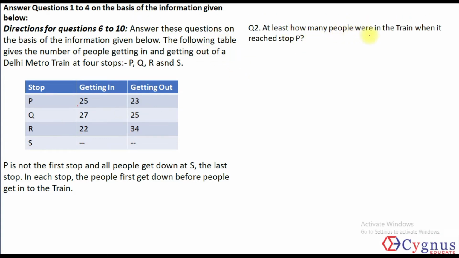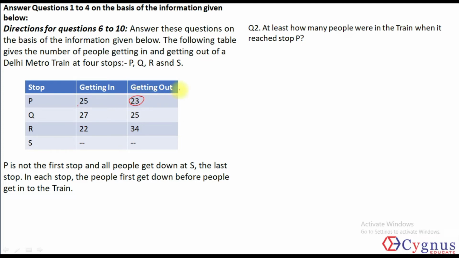At least how many people were in the train when it reached stop P? When it reached stop P, I know that at least 23 were already there because they got down at station P. But were there more than 23, or equal to 23?